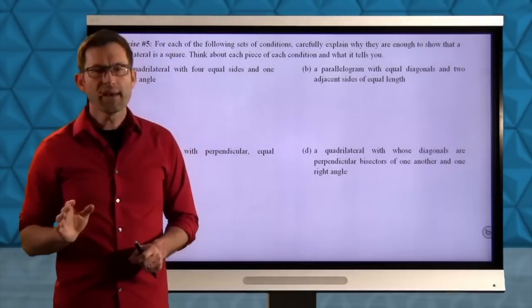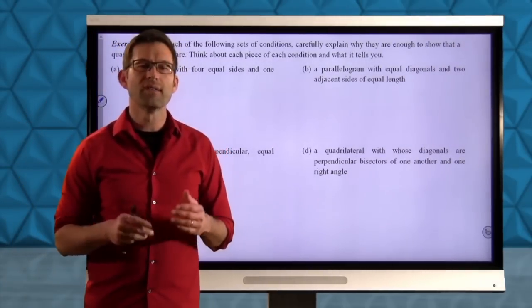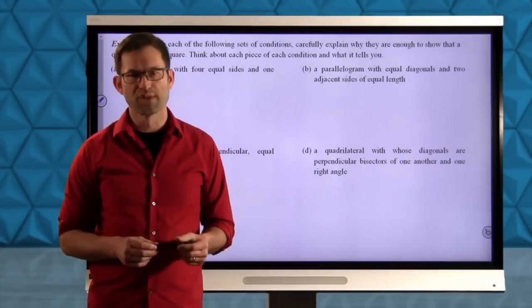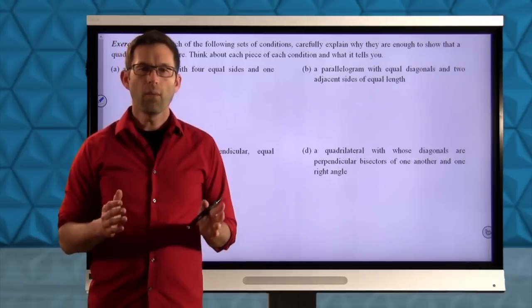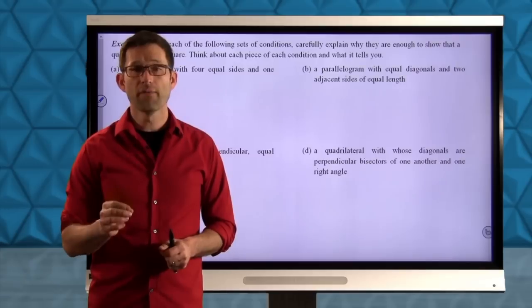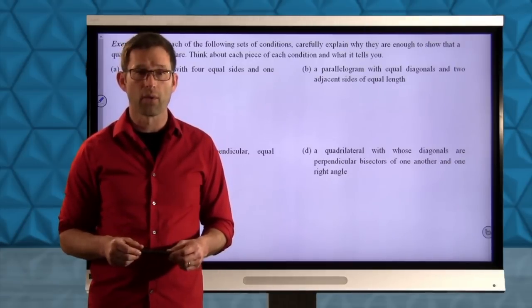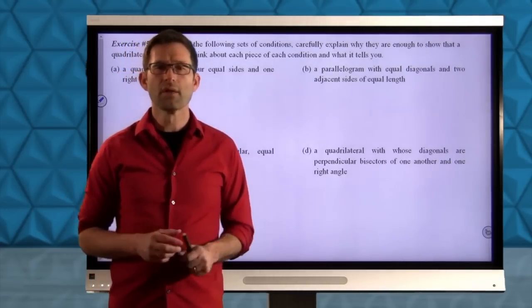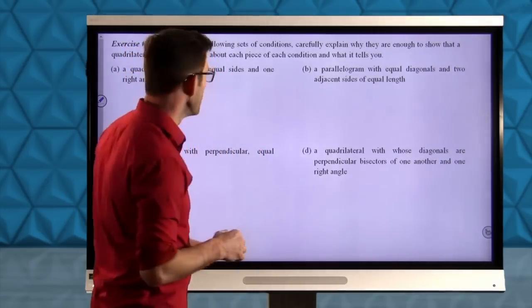See, because what the last one gets at is that there are definitely many, many different ways to prove something is a square. What I want to know is whether or not particular scenarios give us enough information to conclude that a quadrilateral is a square. So let's take a look at that in the last exercise we're going to do.